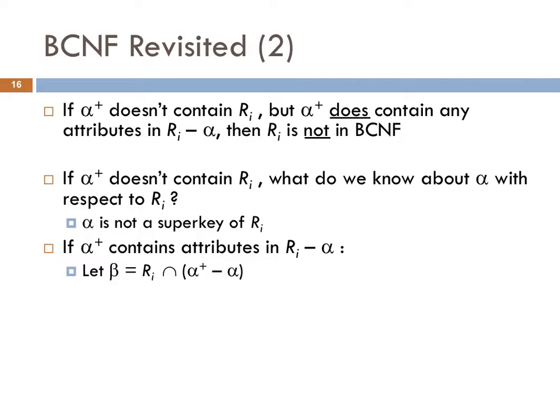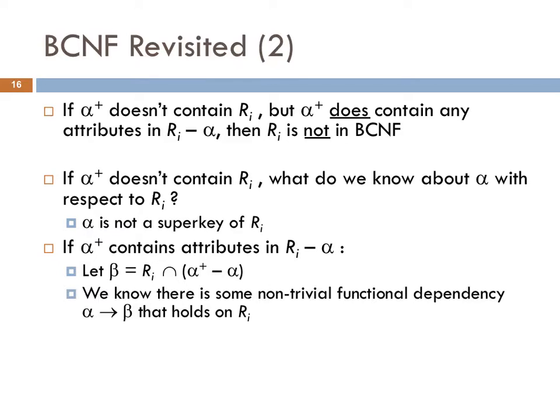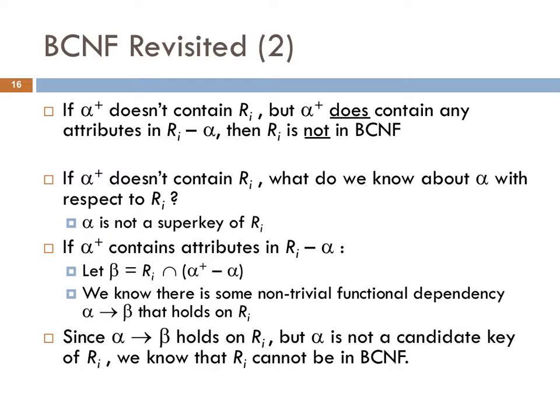But we run into issues if there's other things functionally determined by alpha that are in R that are outside of alpha. Because those are the things that we actually are concerned about. So you can see that we're just stating it here more explicitly. Non-trivial functional dependency, alpha functionally determines beta. Okay, so we know that this schema is not in BCNF.